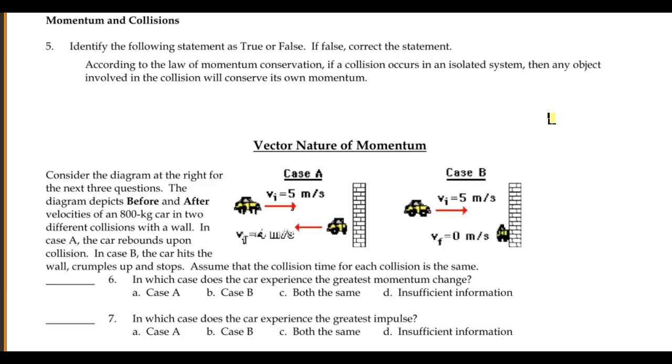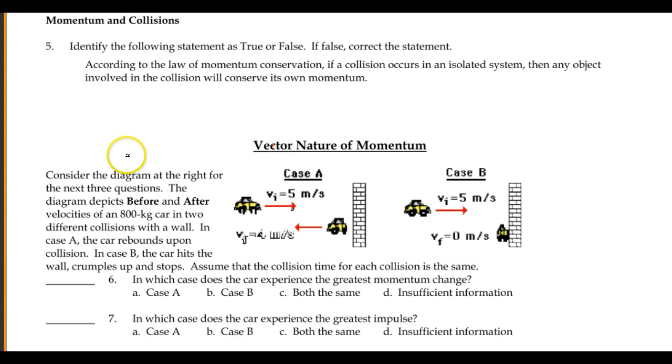Okay, continuing on with the ideas from the first video on this guide sheet. True or false statement question the first. According to the law of momentum conservation, if a collision occurs in an isolated system, so a system that's not affected by external forces, then any object involved in the collision will conserve its own momentum.